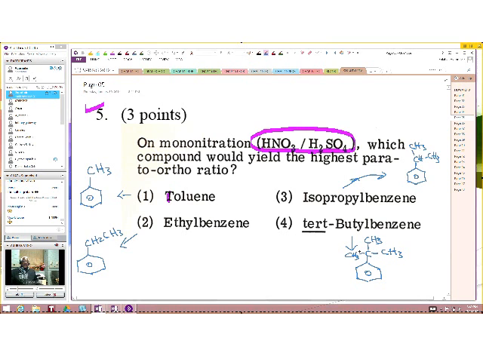Okay, so what is the correct answer here? In other words, it is asking you which one of these compounds will give you the highest para to ortho ratio. Another way to ask that question is, which one of these will give the most amount of para product?